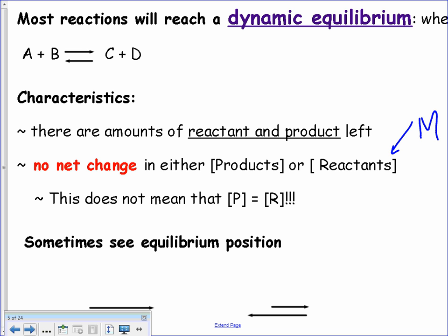So I'll actually draw these over here. If you graph this out as concentration versus time, I'll do reactants in red here. Generally, do we start with reactants or do we start with products in a reaction? Generally, we start with reactants. And like we said earlier, reactants will start to go down, and eventually they'll stop changing and level out. Products will be in green here.